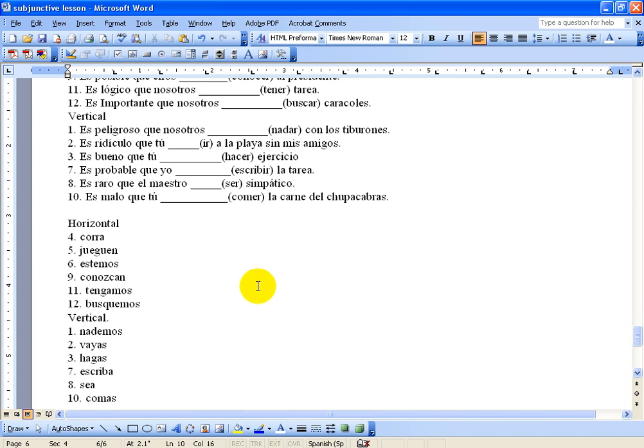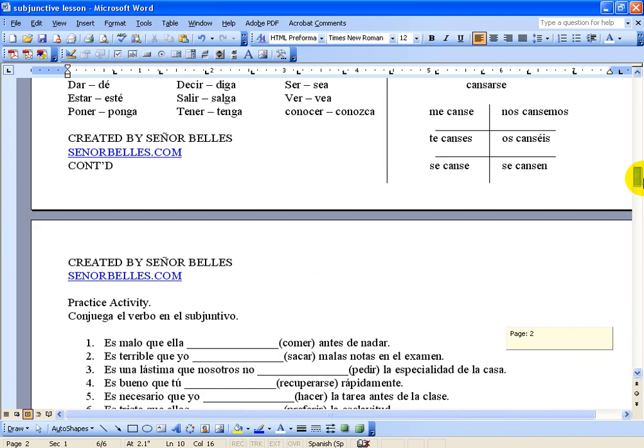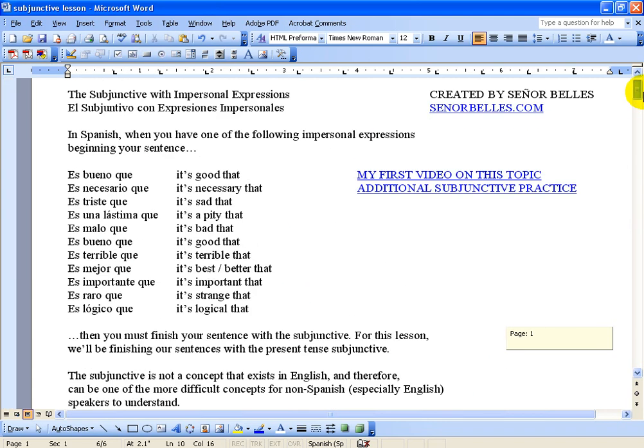For now, if you're learning this in my class, just know that if you're taking a test and you see one of these impersonal expressions at the beginning of a sentence, what's going to come after it for right now will be the present tense subjunctive. Other things can come after it, like the present perfect subjunctive, but we'll learn that later. So that's kind of it.